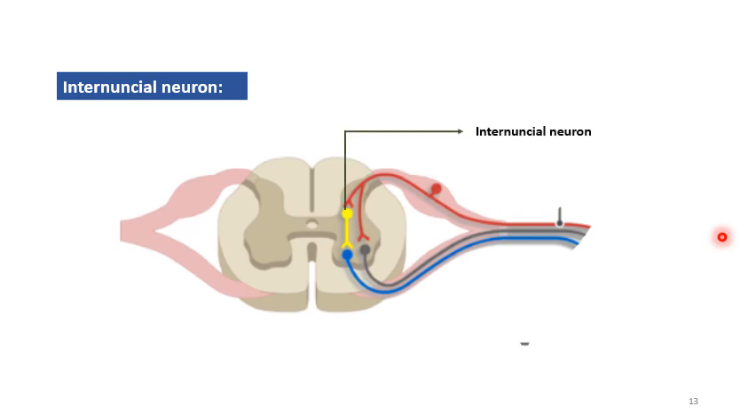Internuncial neuron. If we divide this word, it would be inter and nuncial, which come from the Latin words inter, which means between, and nuntius, which means messenger. That is, an internuncial neuron is a messenger neuron which connects two neurons. Here, this is a picture of the spinal cord. This is the internuncial neuron which connects the sensory neuron, this red one, with the motor neuron, this blue one, and it forms a reflex arc.